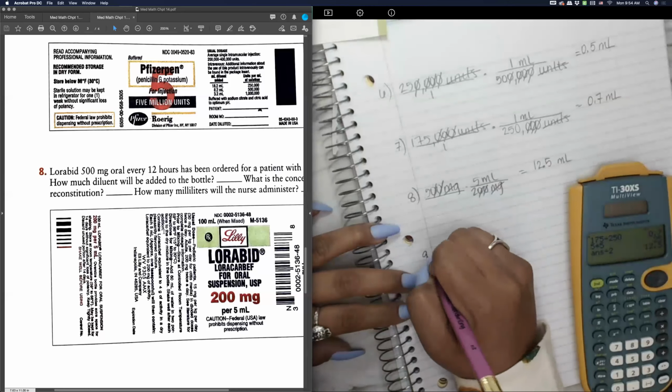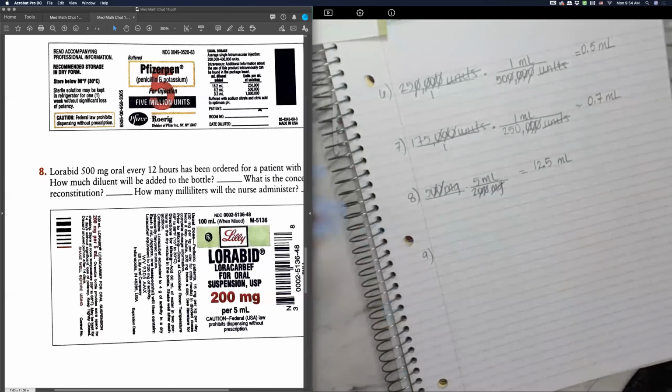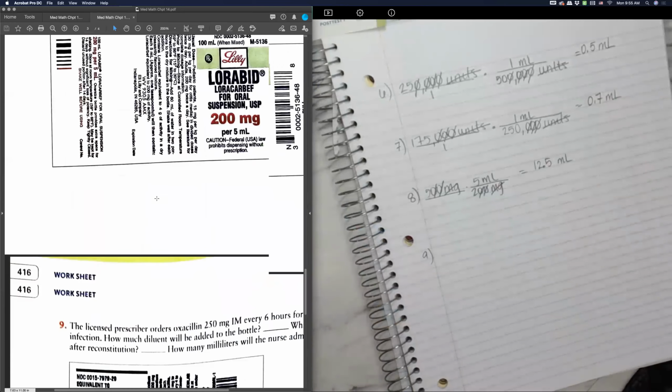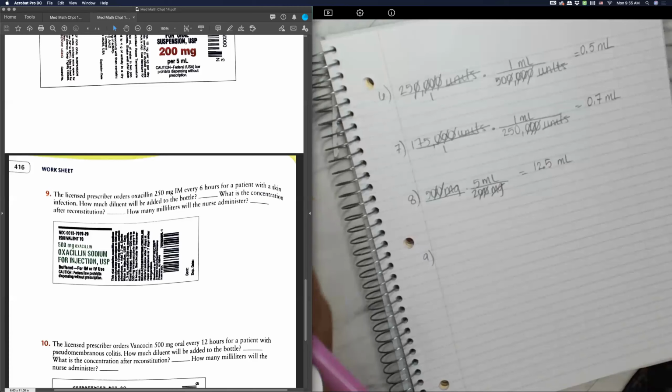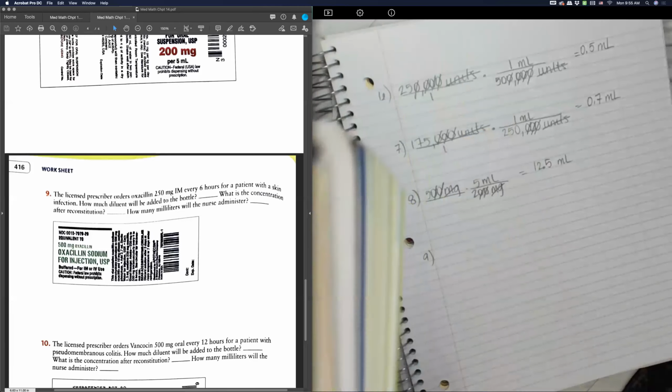Okay, number 9. The licensed prescriber orders oxacillin 250 milligrams every 6 hours for a patient with a skin infection. How much diluent will be added to the bottle? What is the concentration after reconstitution? And how many milliliters will the nurse administer? Okay, so again, looking at the label.